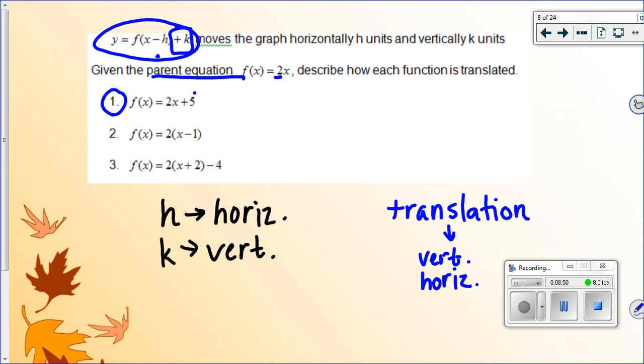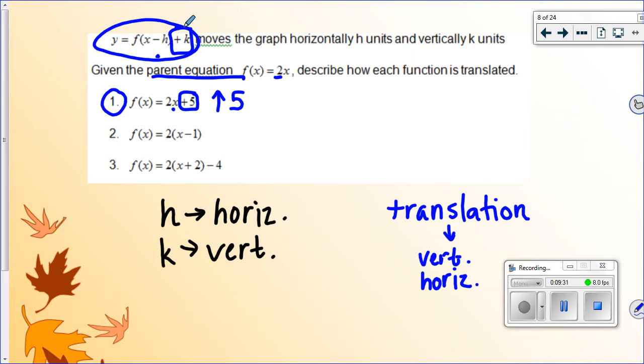So again, let's look back at number 1. It looks like the difference between my parent equation and my new function equation is this plus 5. Is that my h value or is that my k value? Well, it doesn't look like anything has been done to my 2x or my x value. There's nothing in parentheses there. It hasn't moved anywhere. It looks like what I'm dealing with is my k value. So that's a positive 5, or plus 5. Again, that's a vertical translation, so plus 5 is moving up the y-axis. So that's going to be a vertical translation of 5.